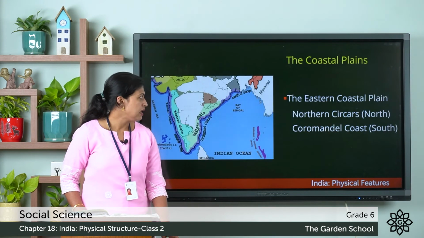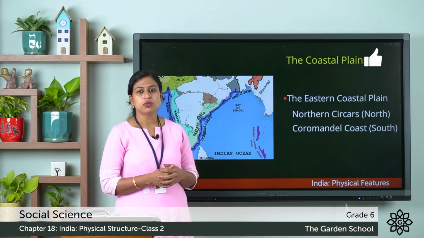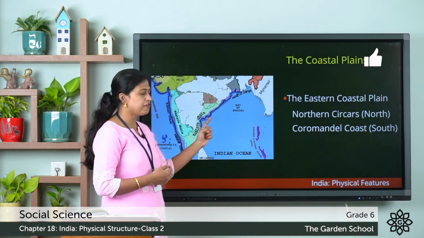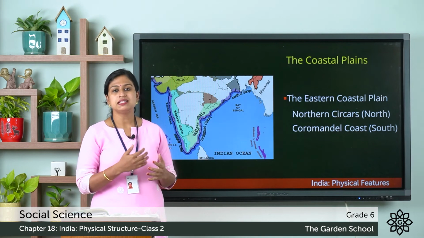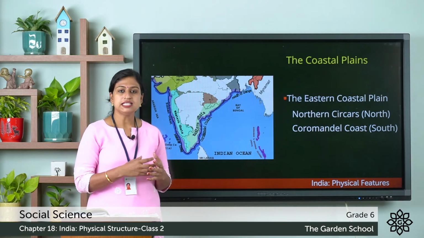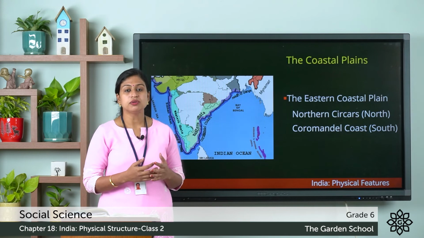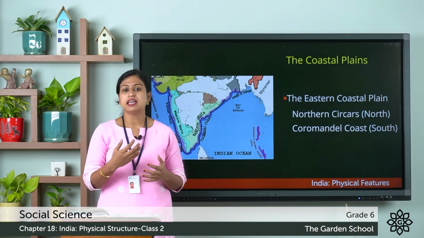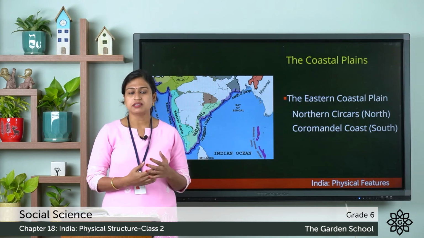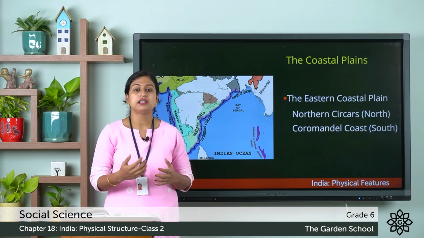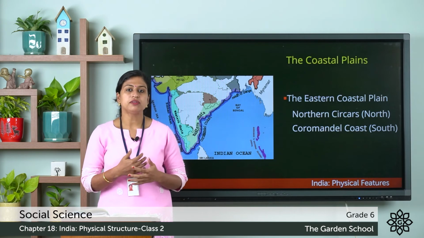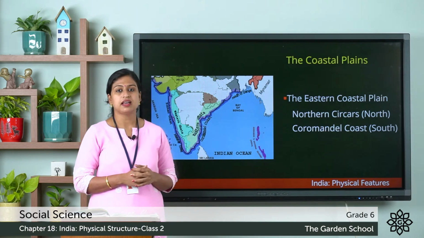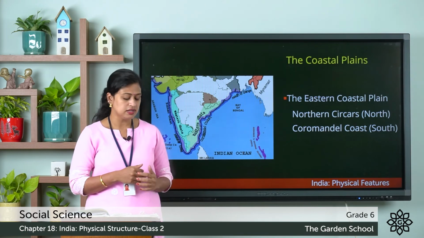Now, the next one is the eastern coastal plain. So, here the region between the Eastern Ghats and the Bay of Bengal is known as the eastern coastal plain, and these plains are broad and also very fertile due to the deposition of silt and sediments by the rivers that also form large fertile deltas. And most of the rice produced in the southern part of India comes from these deltas. So, this was about the coastal plains.